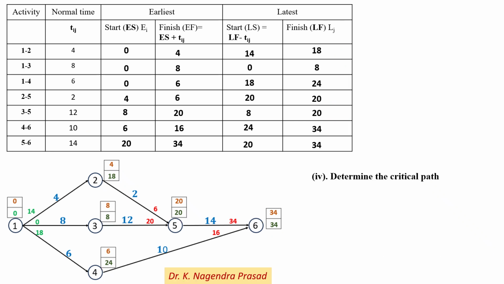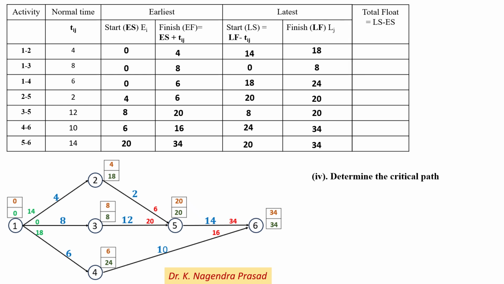Next question is to determine the critical path. For this, first we have to identify the critical activities. We know that for the critical activities, total float is equal to 0. So first we have to determine the total float of each activity, then identify the critical activities. Total float is equal to the latest start time minus the earliest start time.